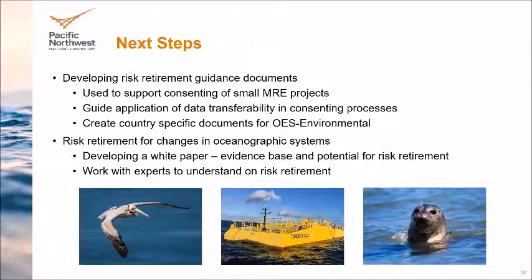As we have been doing with underwater noise, EMF and habitat change, we are looking at changes in oceanographic systems. This is changes in circulation, decrease in wave heights, changes in things like sediment transport that may affect water quality and ultimately ecosystem processes. We are developing a white paper with the evidence base and potential for risk retirement. This one's a little different because, of course, the evidence base, if you will, for changes in oceanographic conditions from marine renewables is pretty much exclusively looked at through numerical models at this point, of which there are many, many. So we're working on that right now, and we will continue to work with the experts in that field. Next slide, please.